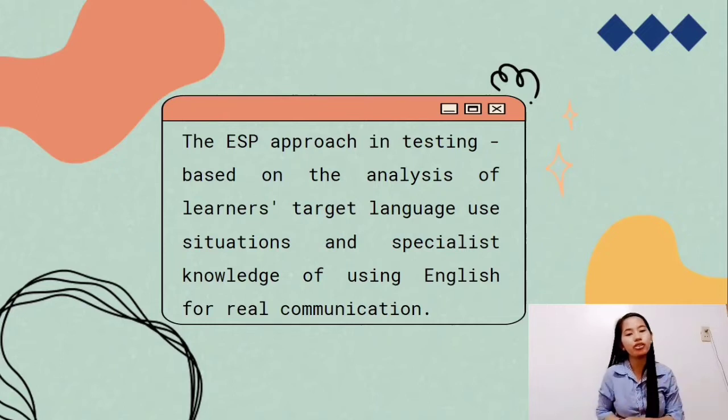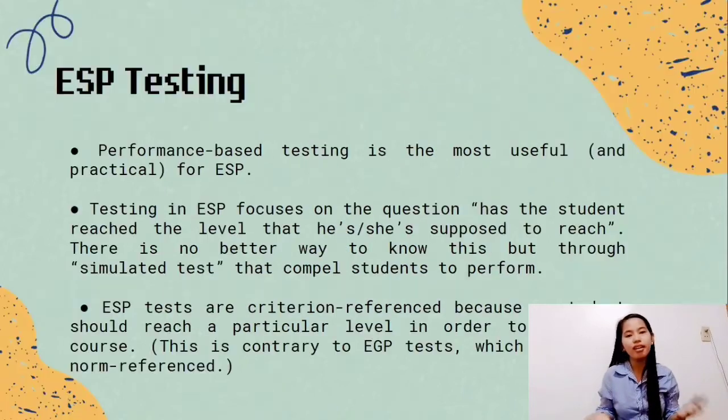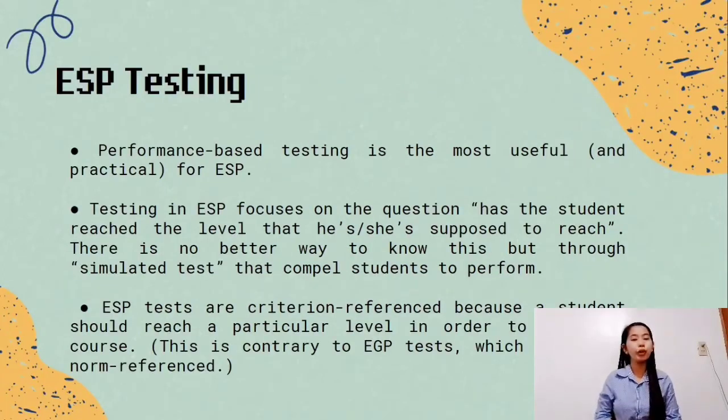So what really matters in ESP teaching is whether the learners can communicate in a specific target language and use knowledge of the field in order to achieve their aims, in order to understand and be understood, in order to get their message across in English. So ESP tests are not exclusively employed to measure proficiency, but they may also be given to place students or to check their progress. The first one is performance-based testing, which is considered the most useful and practical for ESP.